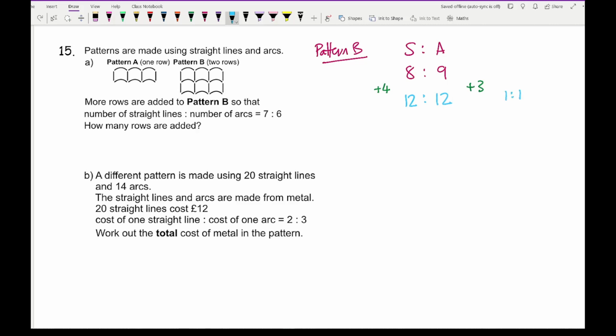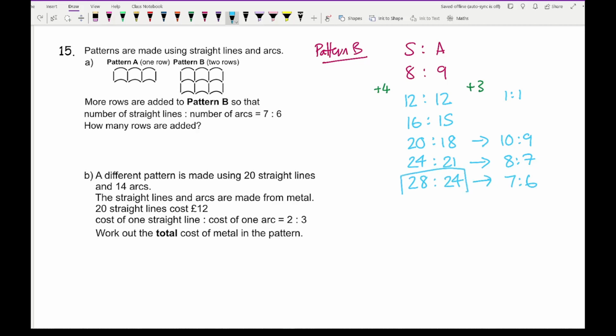Then we look at adding another 4, so that's going to be 16 to 15, and that doesn't simplify. Add another 4, so that becomes 20. Add another 3 to 18. Now that does simplify, in which I can simplify that to 10 to 9. Then we add another 4, so that's 24 to 21, and I can divide that, and that's going to be 8 to 7. Then I add another 4, so that becomes 28, and another 3 to 24, and that then becomes 7 to 6, which is what I'm wanting.